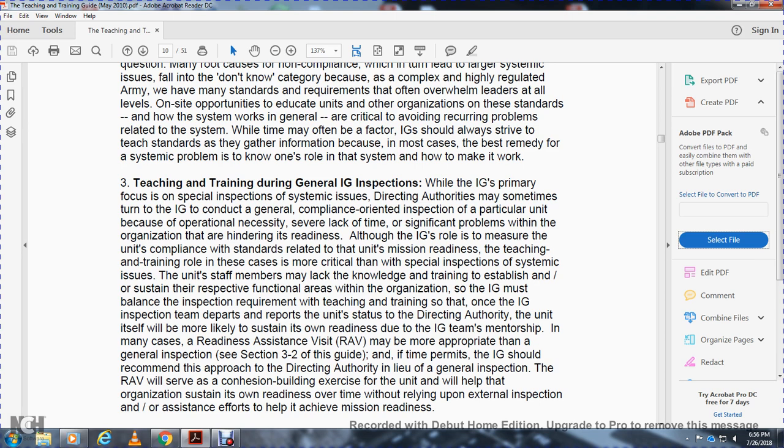In many cases, the readiness assistance visit, or RAV, may be appropriate for the General Inspection. The Inspector General should recommend this approach to the directing authority. The readiness assistance visit will serve the cohesion, team building, and experience of the unit and will help that organization sustain its own readiness over time, without relying upon external inspection or assistance efforts to help achieve mission readiness.